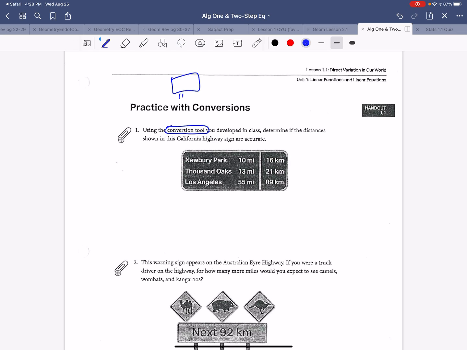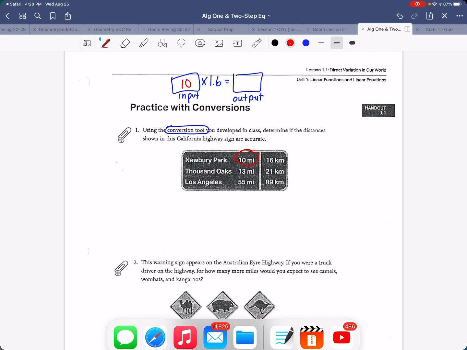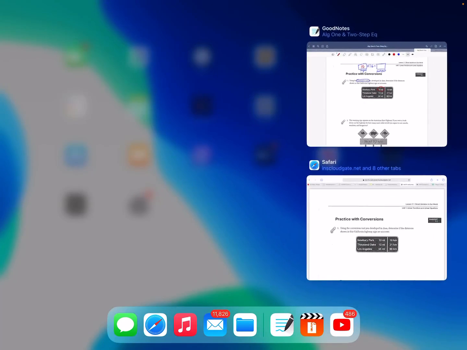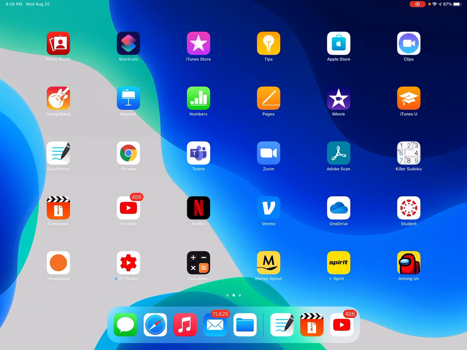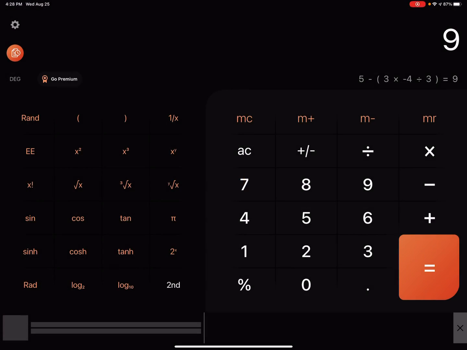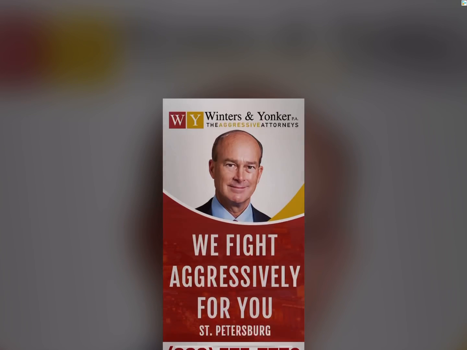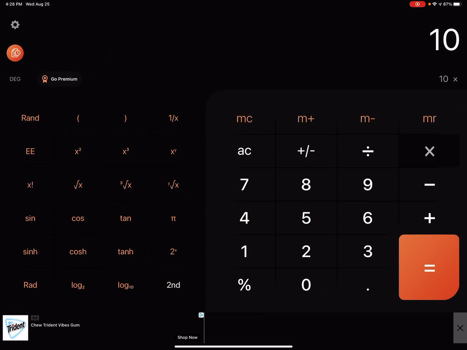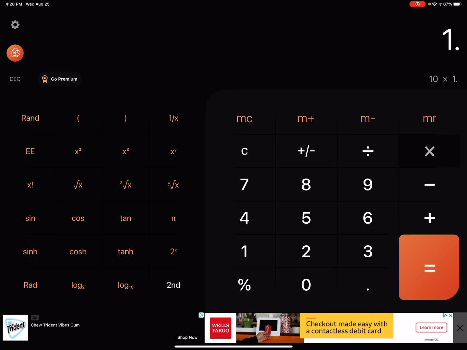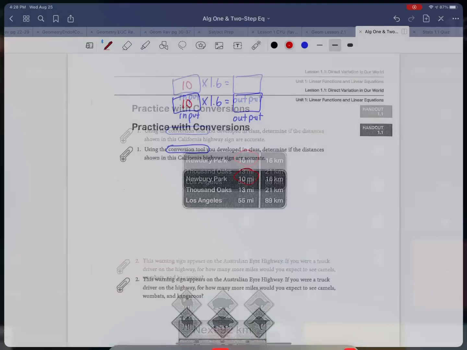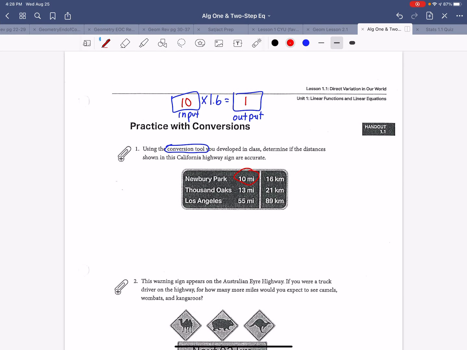So we said if I have a value I can put in and I multiply by 1.6, I get out the value I'm looking for. An example of this is we put in 10, and if I go to a calculator and do 10 times 1.6, we get 16. So back to our notes, 10 times 1.6 is 16. That's how we knew this one was correct, right?